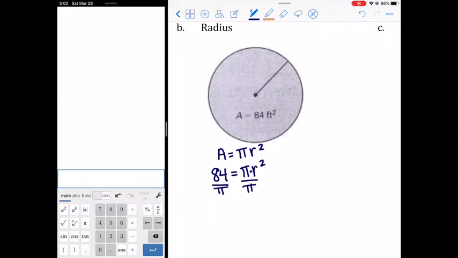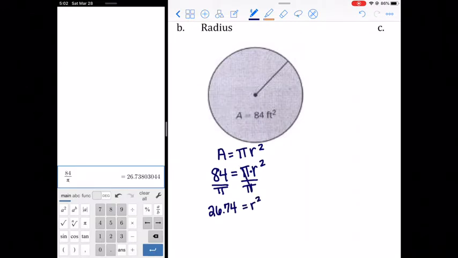And since I have something that's squared and I have pi, I have 2 things that are going to produce irrational numbers. Let's go on and start approximating here. So this is 84 divided by pi, which is 26.74 if I round to the nearest hundredths. And then I have r squared.